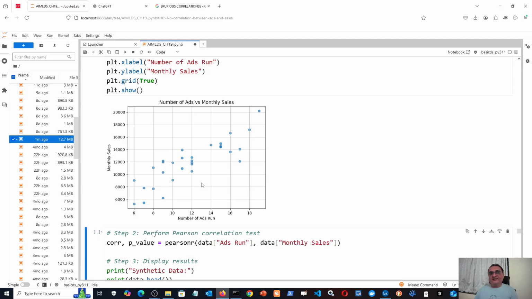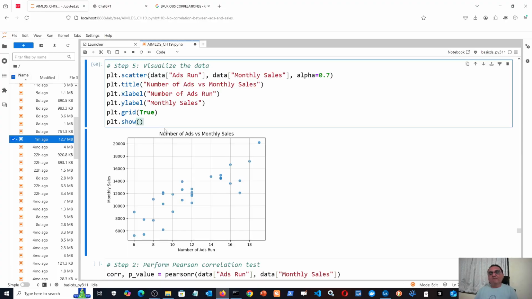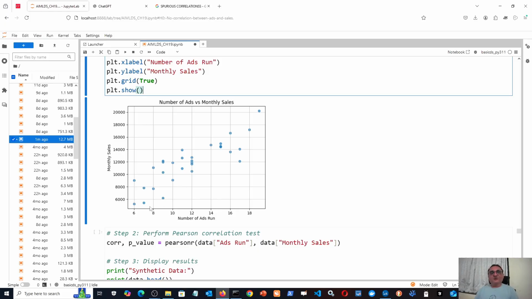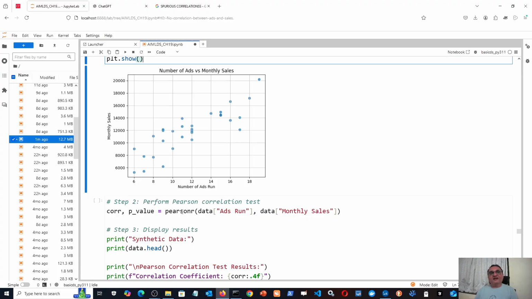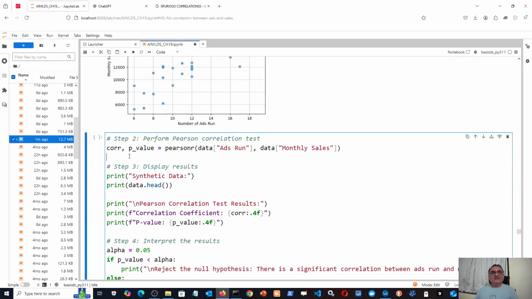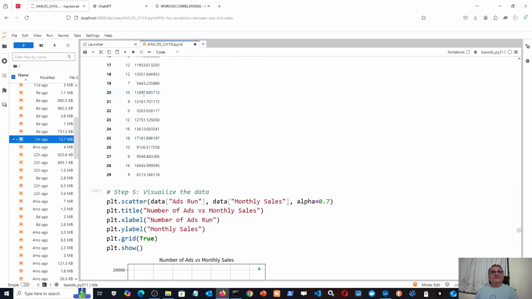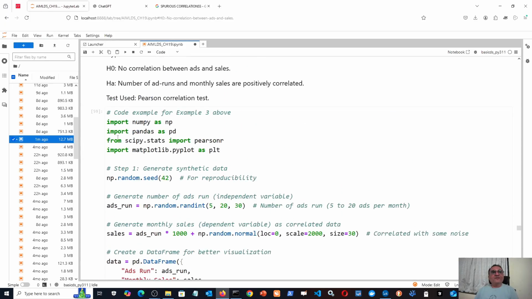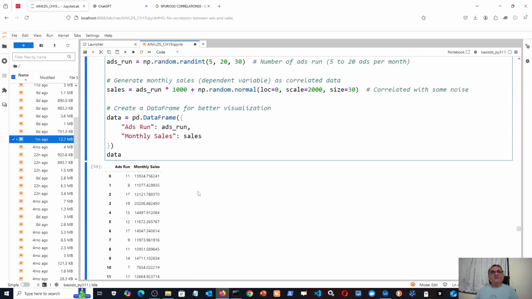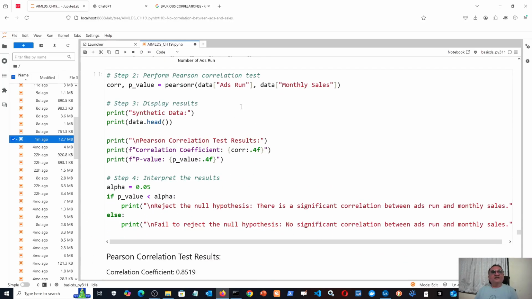But again, you should not rely on visuals alone. You can never give that kind of answer to your boss, that I have plotted a scatter plot and it shows this. You can say that it shows a likelihood that the number of ads run and monthly sales are correlated, but I will conduct my Pearson correlation test. So now this library is used: from scipy.stats import pearsonr. Now pearsonr is used here.